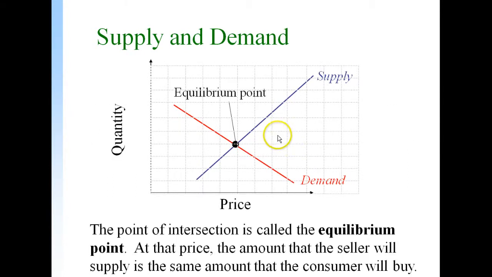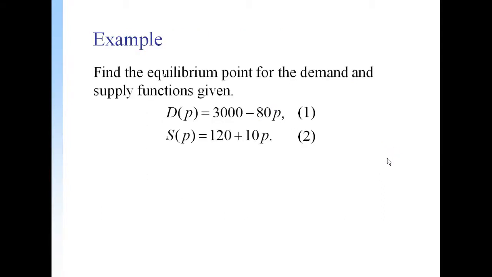So here we're looking for what is called an equilibrium point. The red line indicates demand, the blue line indicates supply, and we're looking for an equilibrium point. That is, at that price, the amount that the seller will supply is the same amount that the consumers will buy. Think Walmart's. All right, little joke there.